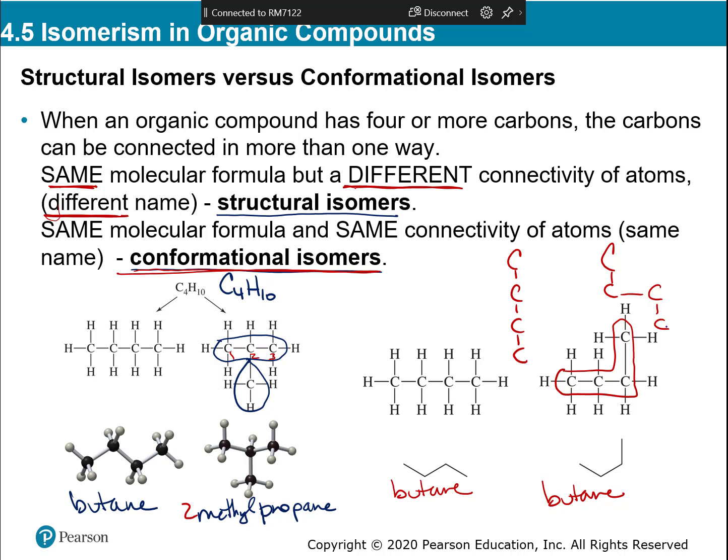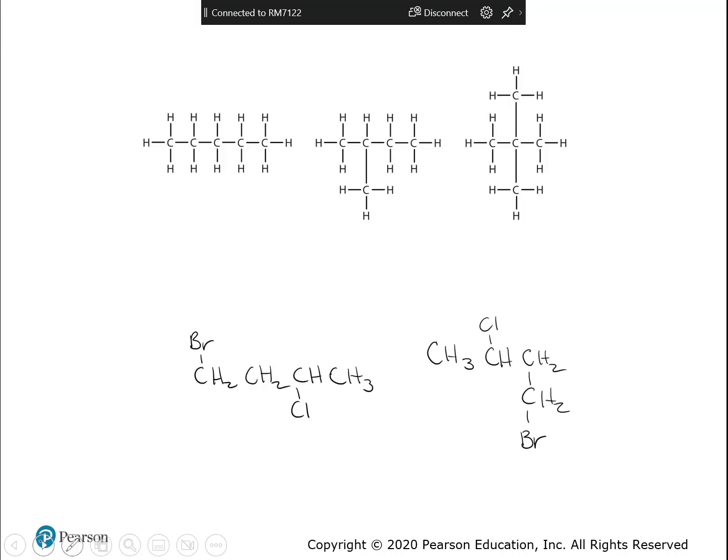So the trick to tell the difference between these two: 1, make sure they have the same number of atoms. 2, name them. If they have the same name, they're conformational isomers. If they have different names, then you know they're structural. So like with these, if I have all 3 of these, this first one is what? 1, 2, 3, 4, 5 is pentane.